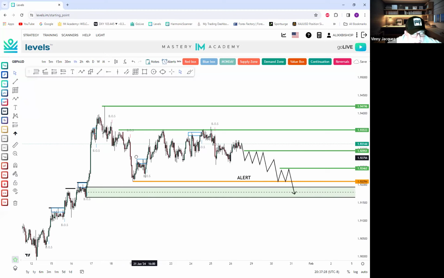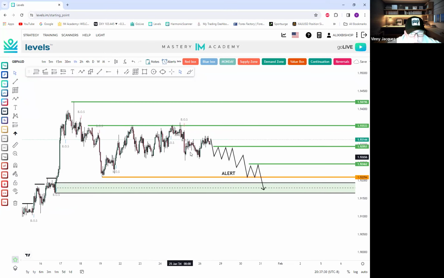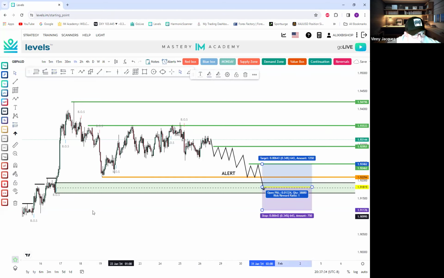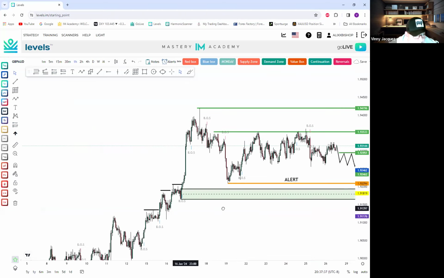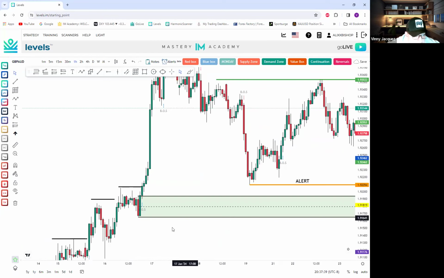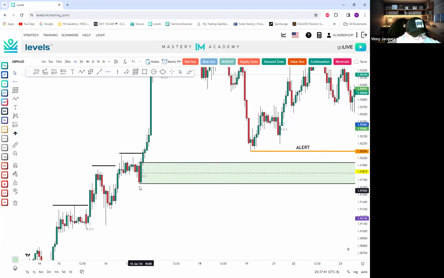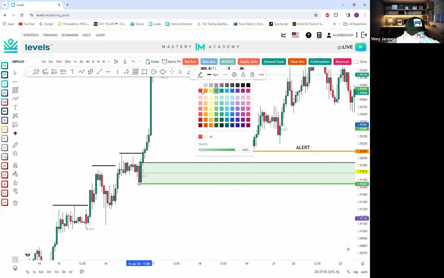But does that make sense, guys? For those who are following along with these points, we're looking to take some buys here. Where's our stop loss? Let's zoom in. Boom, right there. That's our stop loss.